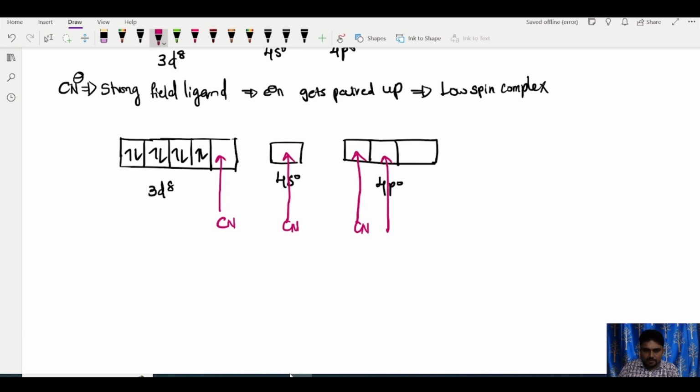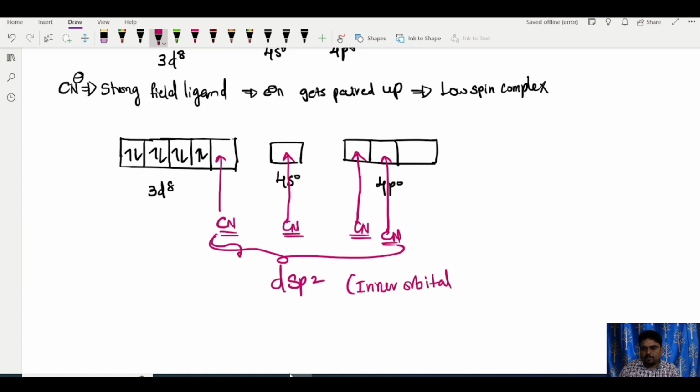The 4 cyanides are going to donate the lone pairs into the empty orbitals. At that time, one d orbital is taken, one s, one p, and another p. So you will get dsp2 hybridization, and it is called the inner orbital complex. Why are we calling it the inner orbital complex? The reason is the valency shell is the fourth shell, 4s and 4p.